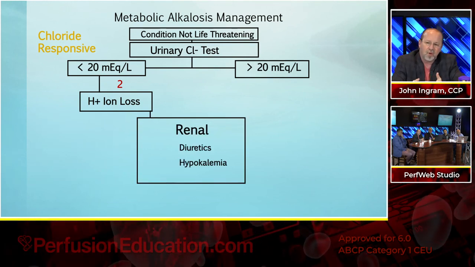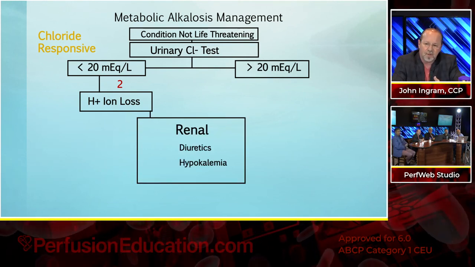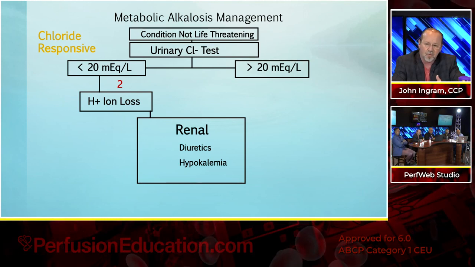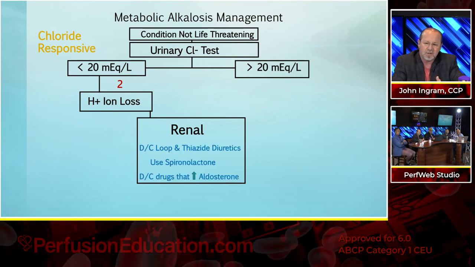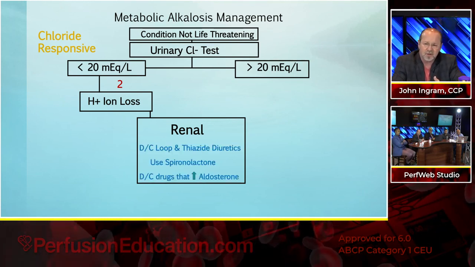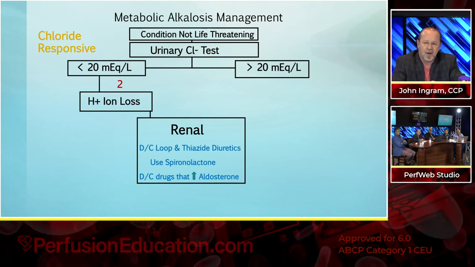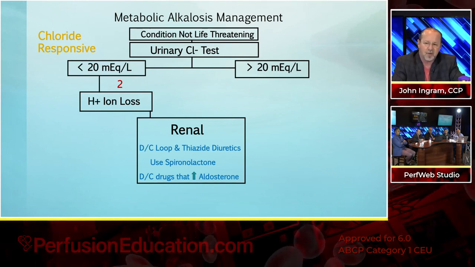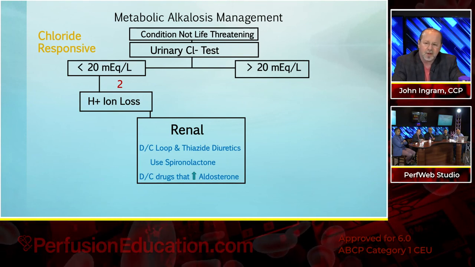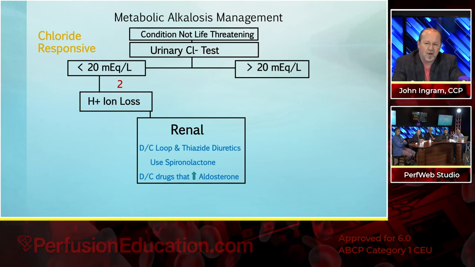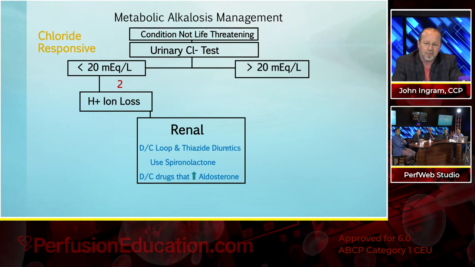If you have renal hydrogen ion loss, this is usually due to diuretics or low potassium. Discontinue those diuretics that are causing the problem. Use spironolactone. That comes up a lot. Spironolactone is a potassium-sparing diuretic. And discontinue any drugs that are increasing or driving the patient's aldosterone.